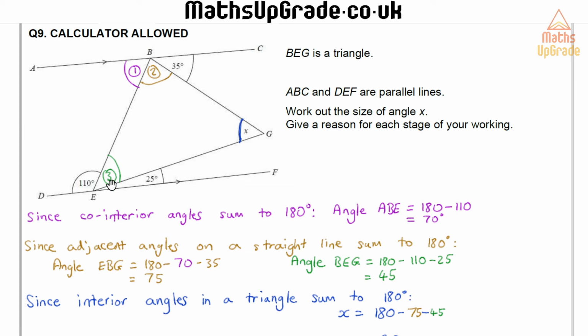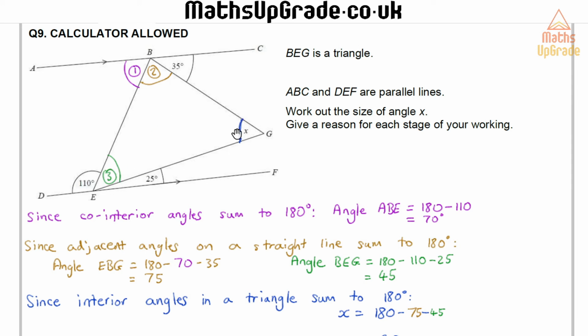The third angle I'm going to find is this one here. To find this angle, I'm going to do exactly the same thing, but for this side here. These three angles are all on a straight line, so they sum to give 180 degrees. So 180 minus 110 minus 25 would give you 45 degrees.